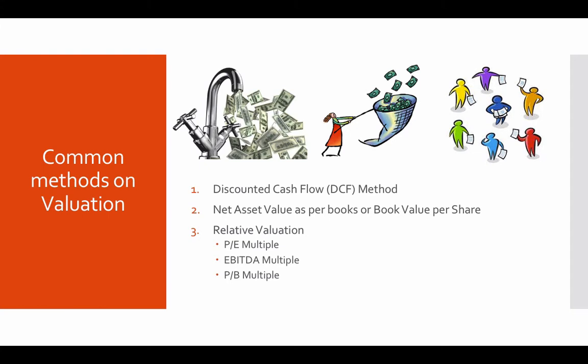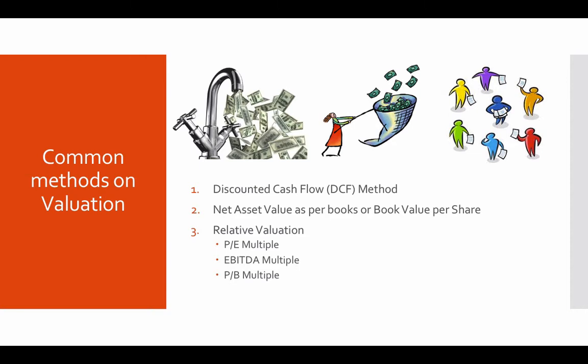So we see an image of various individuals and one in the center. If you're trying to value one company, we take a look at the relative multiples of various other similar companies, and we look at primarily three different multiples: the PE multiple, the EBITDA multiple, and the PB multiple. PE multiple is given the most weightage because it is calculated by dividing the market price per share by the earnings per share. That earnings per share being what is really earned by an equity shareholder.